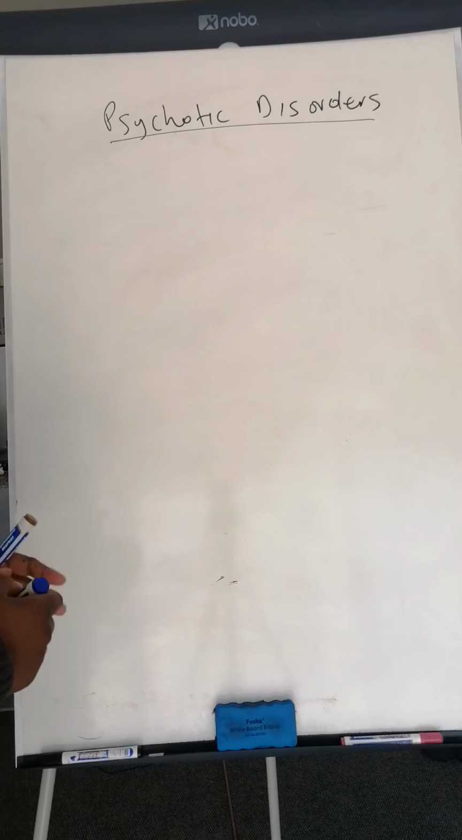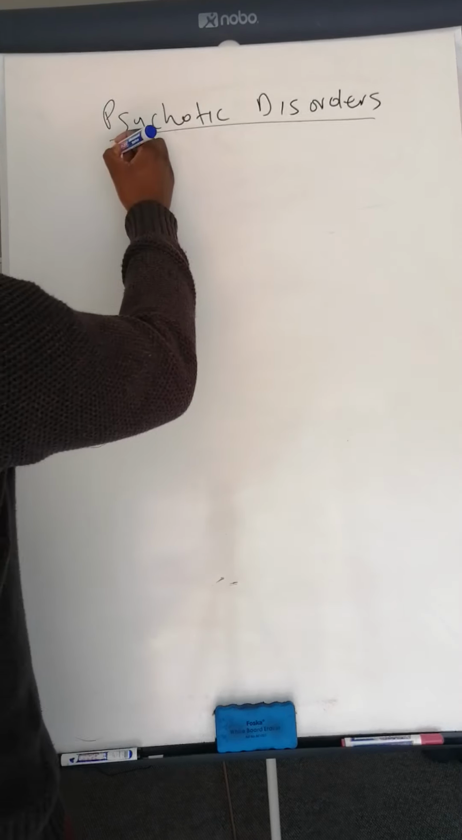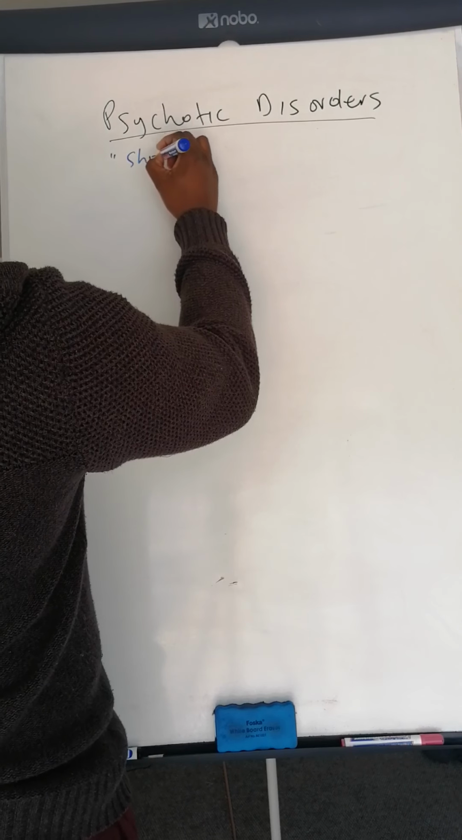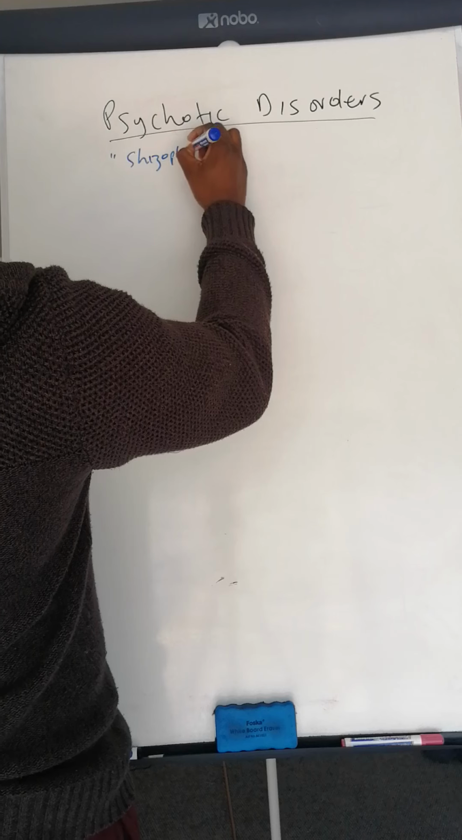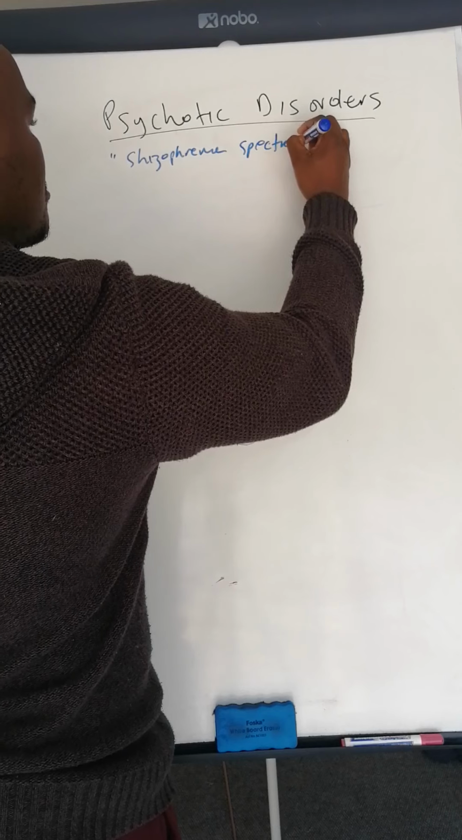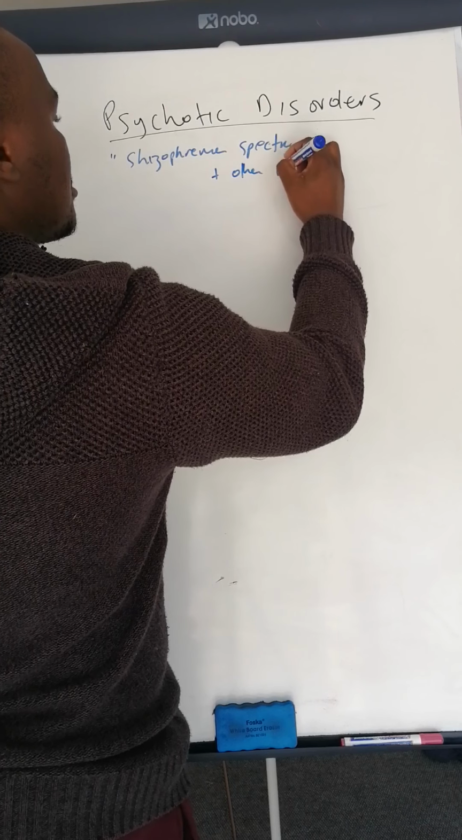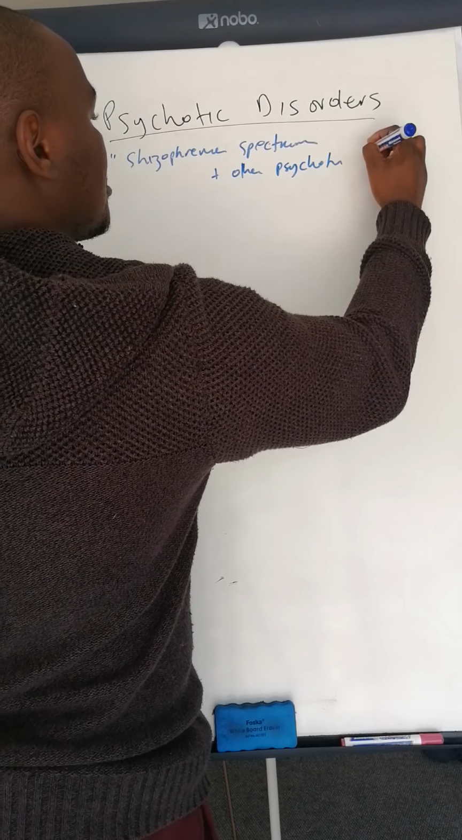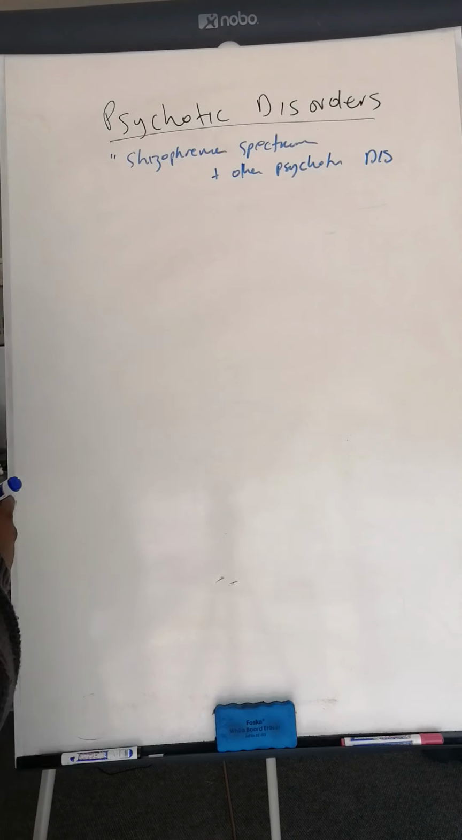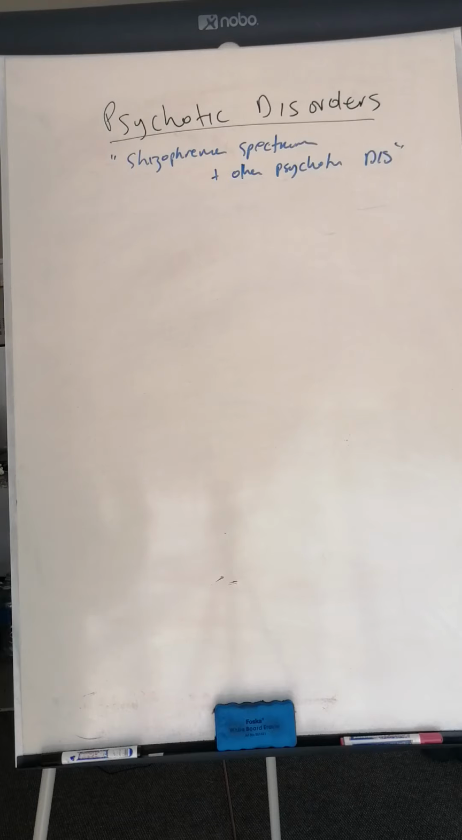So these disorders, the DSM-5 now has sort of changed how they name them. They call them now schizophrenia spectrum plus other psychotic disorders. That's what they call it now. But it doesn't change the fact that these are psychotic disorders.